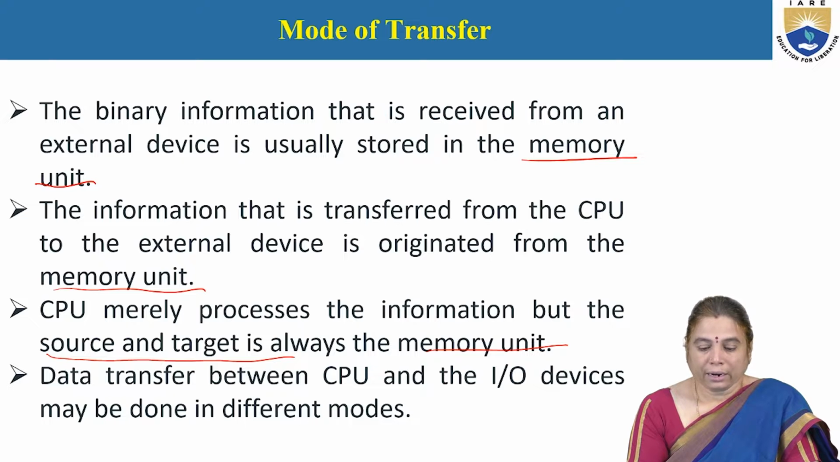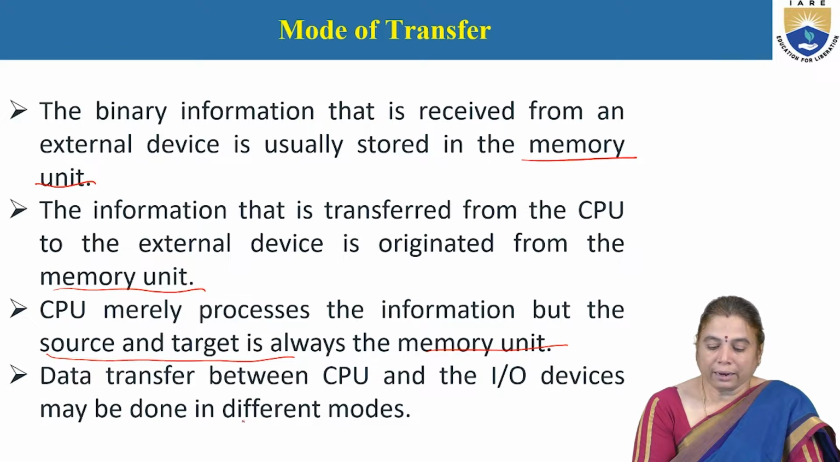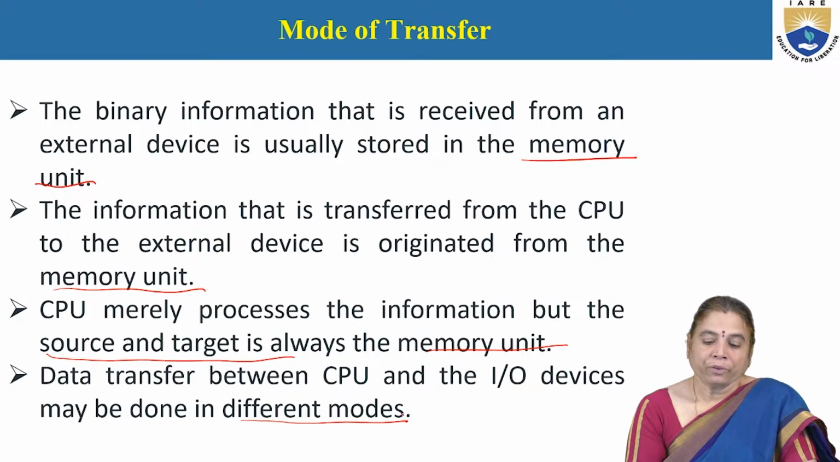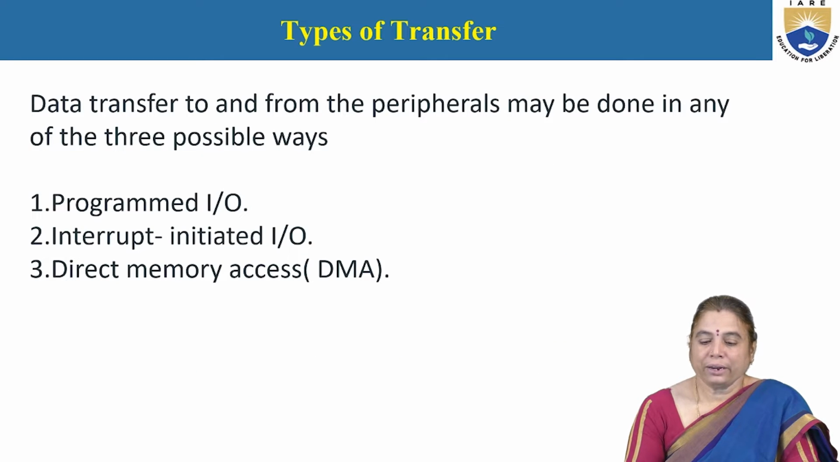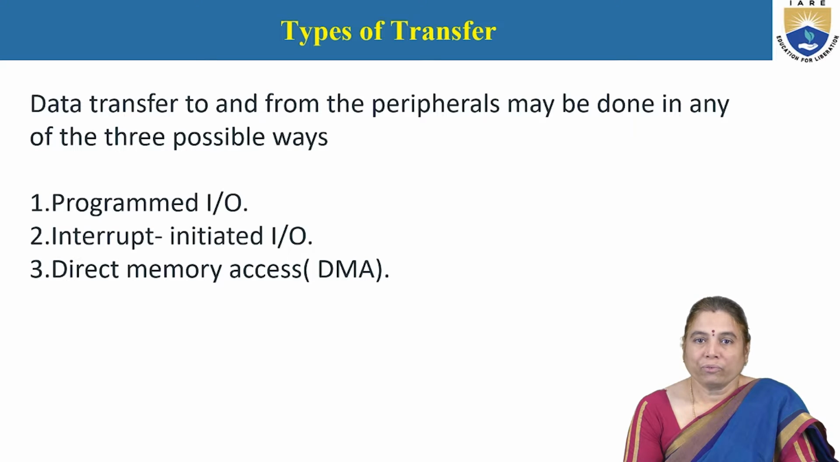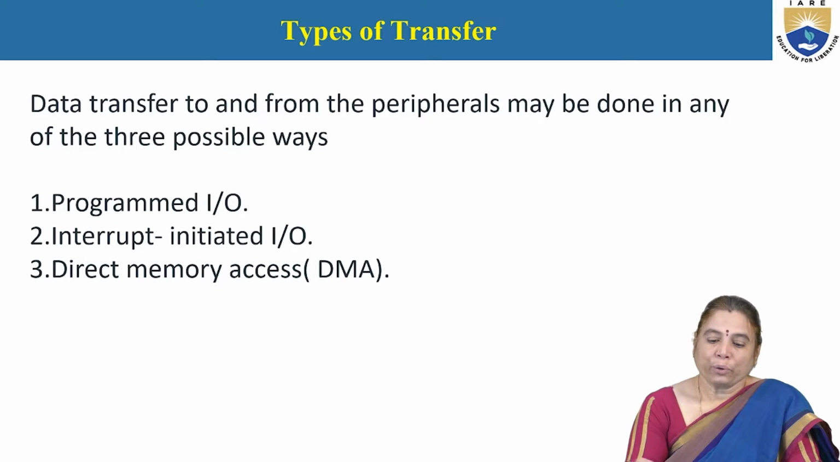So the data transfer between the CPU and I/O devices may be done in different formats. This transfer can involve various methodologies. They can be majorly divided into three. The three types of data transfer modes are programmed I/O, interrupt initiated I/O, and direct memory access.